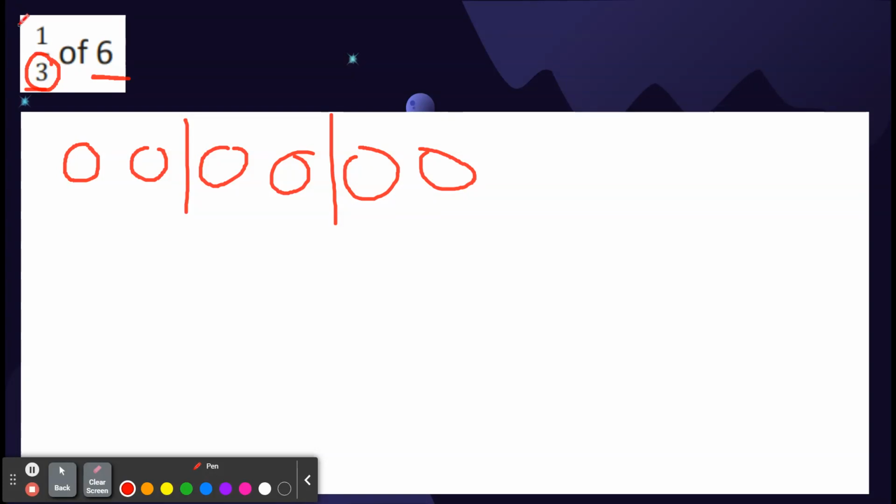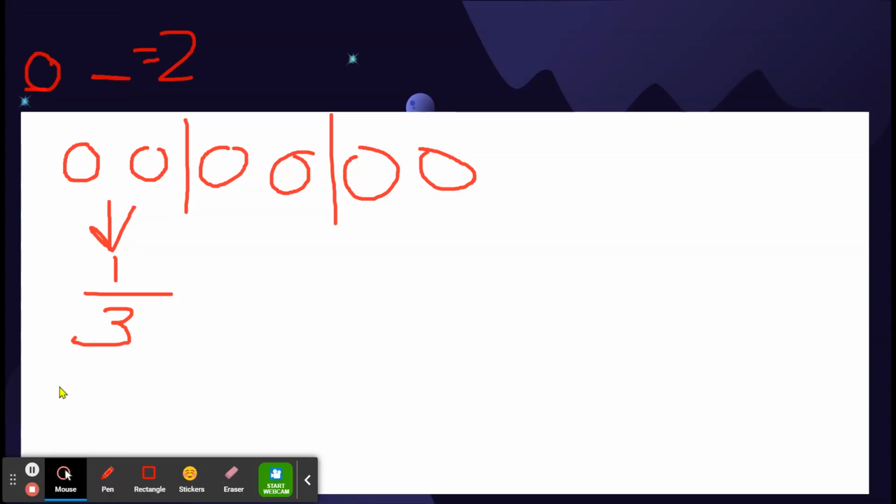All right, so now I want to find out 1/3. I've now separated everything into 1/3. So 1/3 of 6 is going to be 2 circles. So 1/3 of 6 is going to be equal to 2. Okay, now let's go ahead and do the second part of our problem.